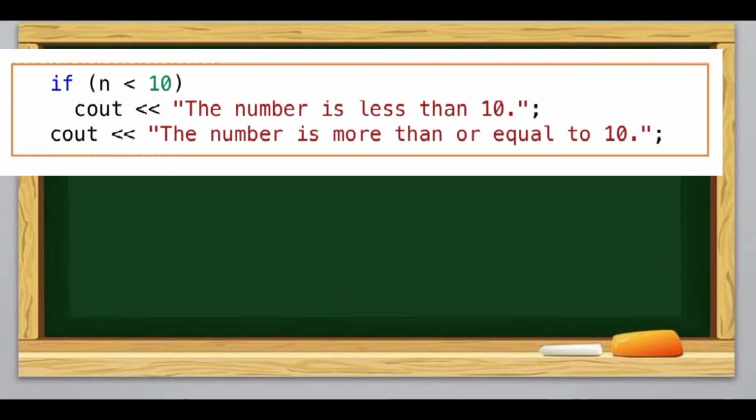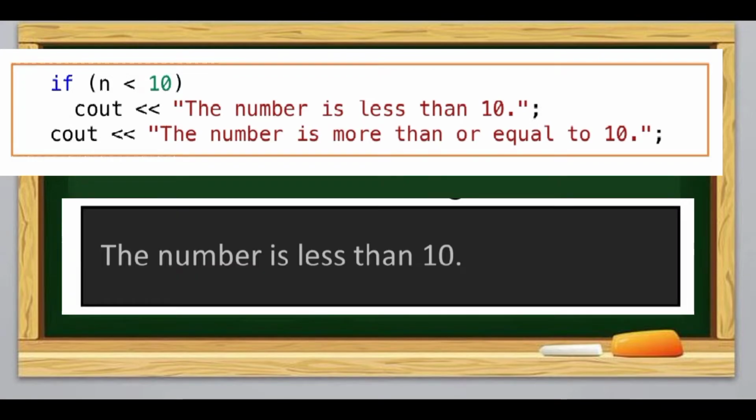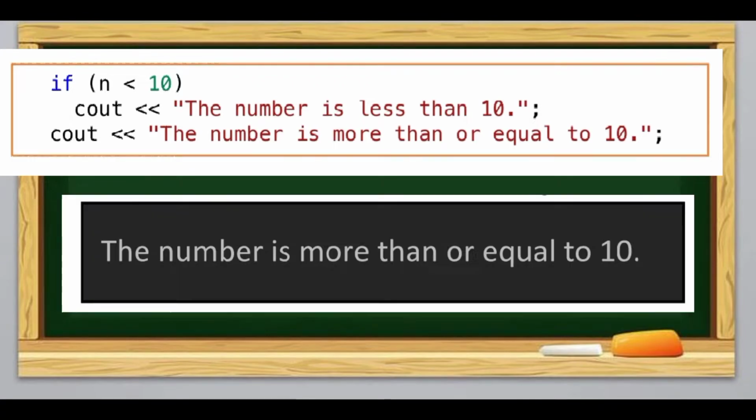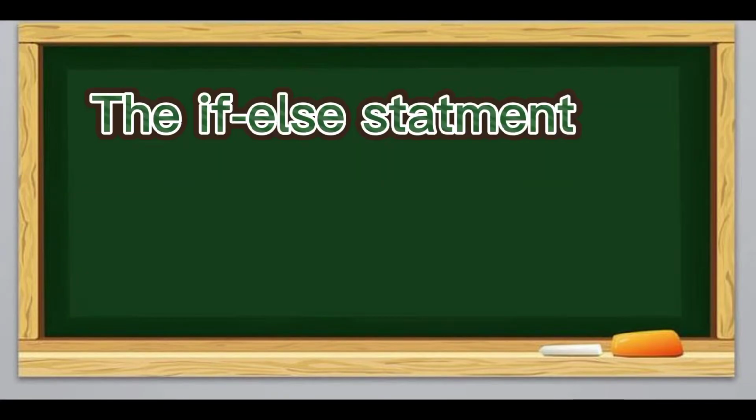Take a look at the sample code fragment. Assuming that n is equal to 8, then the condition gets true. Hence, the output will be "The number is less than 10." Otherwise, the statement will be completely ignored and the output will be "The number is more than or equal to 10." The if-else statement. The if-else statement is used when there are two conditions.